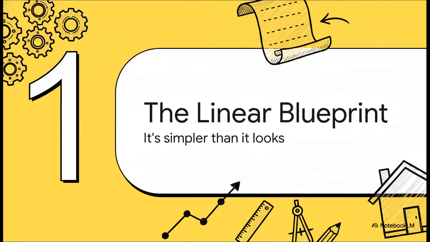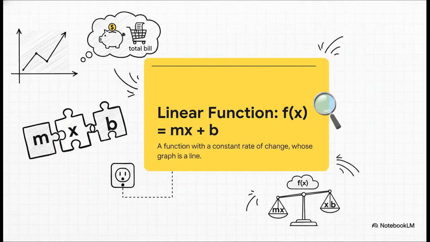So let's actually look at the blueprint behind this whole thing. And don't worry, it might look like a formal math equation at first, but I promise you, it's really just a simple template for figuring out pretty much any situation where things change at a steady pace. Okay, here it is. f of x equals mx plus b. Now, I know. Letters in math can be a little intimidating, but stick with me. This is our master blueprint. Just think of f of x as the final answer we want, like the total bill from the mechanic. And m, x, and b are just the simple pieces of the puzzle we need to find it.